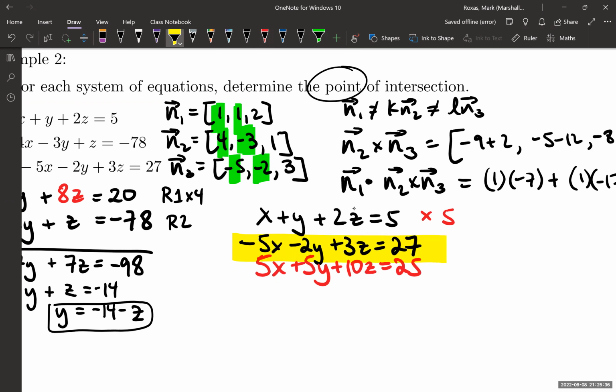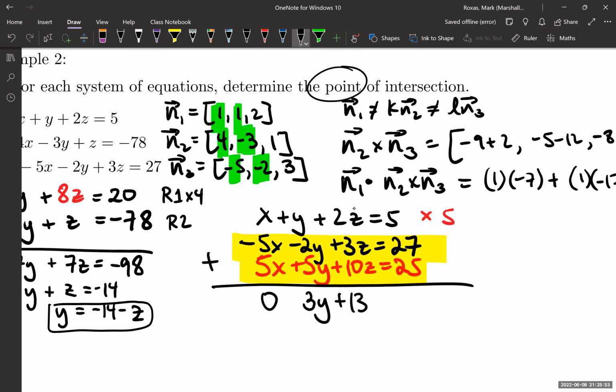I'm going to take these two equations and eliminate the x. To eliminate the x, I'm going to add both these equations. Minus 5x plus 5x is 0. Negative 2 plus 5 is 3y. 3 plus 10 is 13z. And 27 plus 25 is 52. So there's my second equation with only y and z.